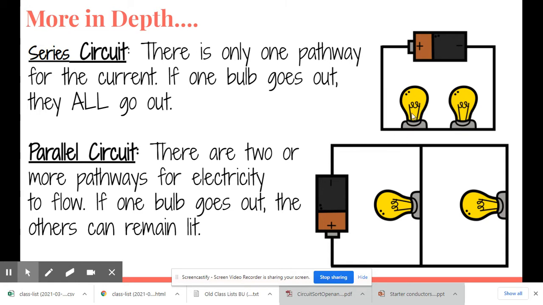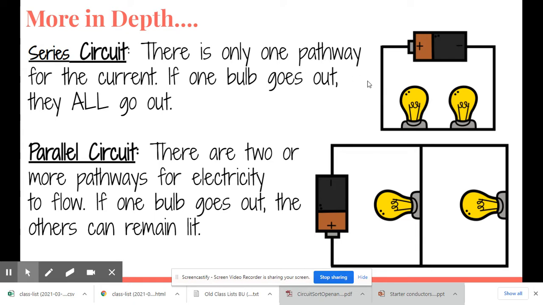So here we see two light bulbs. All the wires are connected to that battery. The wire comes out the positive end. The flow of energy goes to the negative end. It only has one path to go when you look at this diagram. Because it only has one path for that current to go, it's called a series circuit.